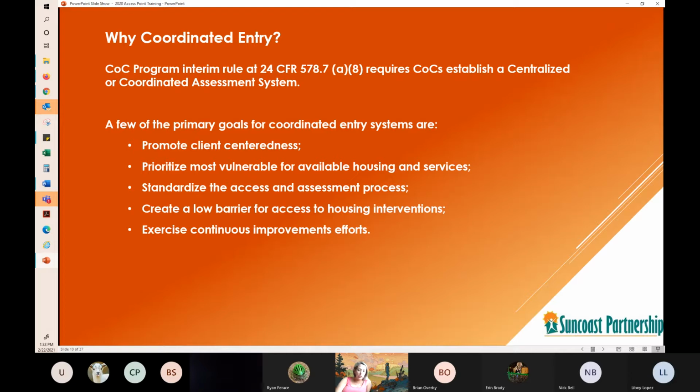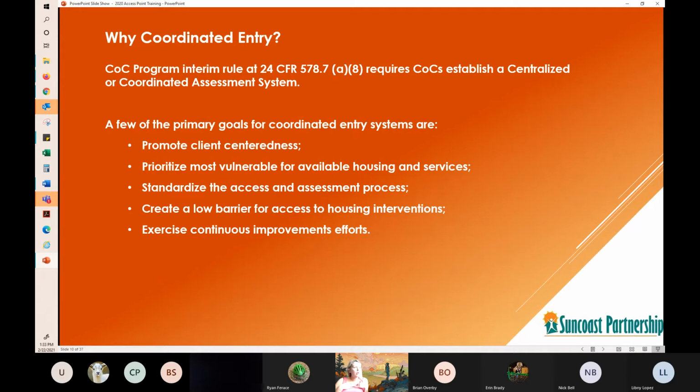And then, as always, we are always trying to improve. Just like I said, we know that there are some issues within the VI-SPDAT specifically that other continuums of care have found, but we always want to improve the process for our access points so that we are providing a very standardized approach to collecting this data on our clients, so that clients aren't treated any differently at any entry point.